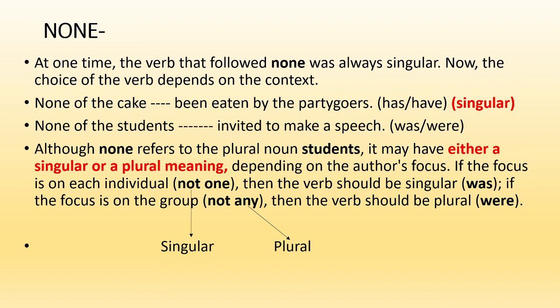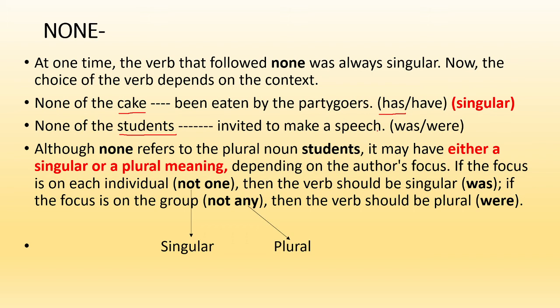So none of the cake and none of the students. None of the cake dash been eaten by the party goers. Here none of the cake is singular, cake is singular, so we will be using has. It has been eaten by the party goers. Then none of the students, again we have to decide; students is countable. None of the students dash invited to make a speech. Here was invited or were invited to make a speech, both are actually correct.